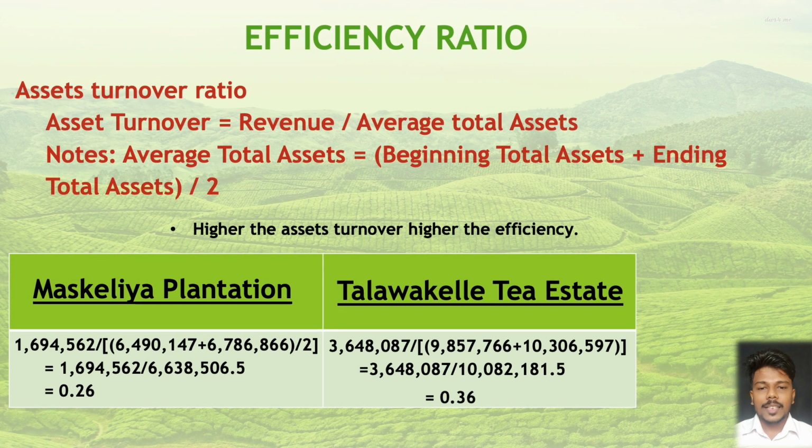I'm Dulanjan Manohar. This slide shows the asset turnover ratio. According to the calculation, for every 1 rupee or dollar of assets the company owns, Muscalia Plantation makes only 26 cents and Thalakale Tea Estate makes only 36 cents in sales during the year. This shows both companies are not using their assets very efficiently to generate revenue. But Thalakale Tea Estate uses its assets effectively compared to Muscalia Plantation.